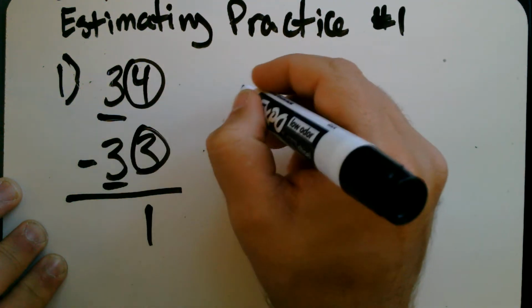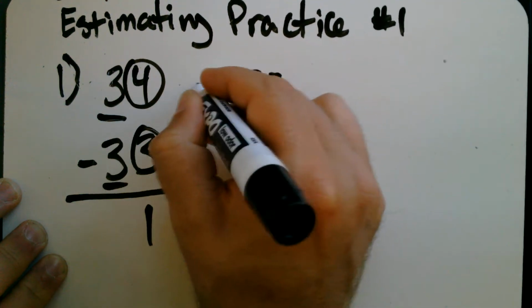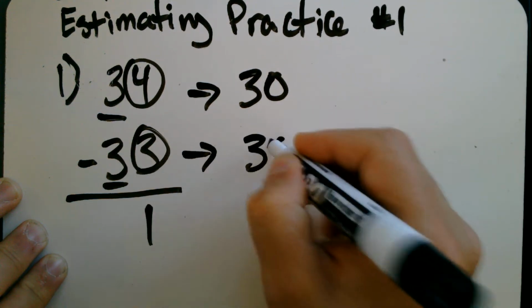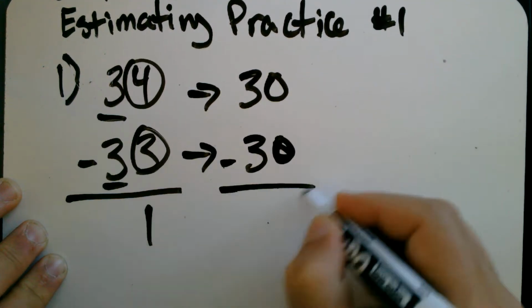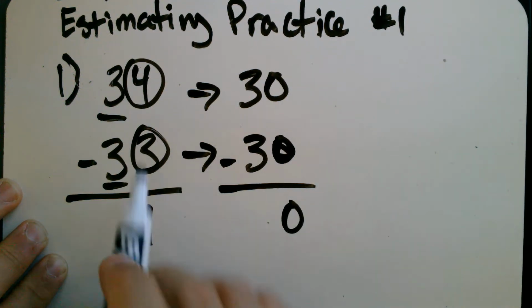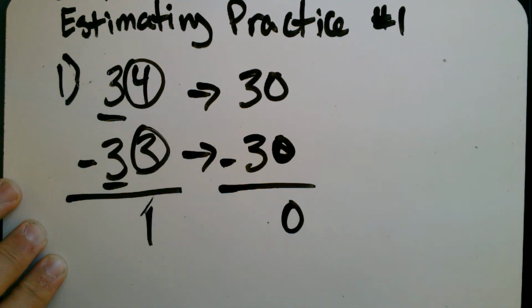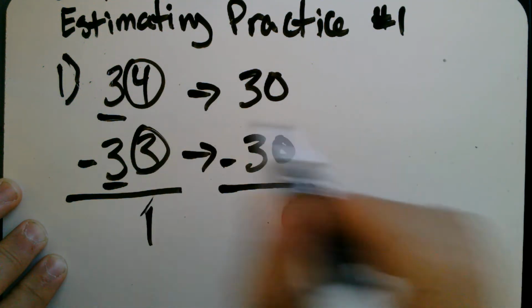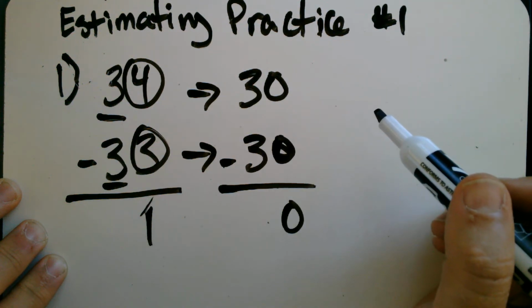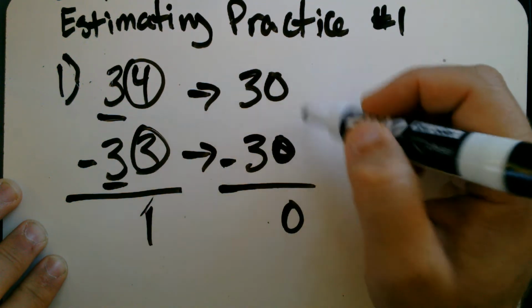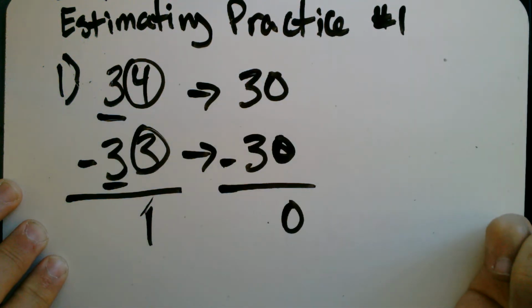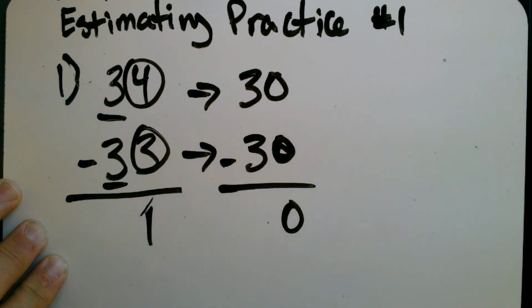So 4 or less, let it rest. So that's going to be 30. 4 or less, let it rest. That's also going to be 30. So I get 30 minus 30 is 0. Now you might think, but Mr. Beckwith, this was so easy. And yes, it was. But if there had been more digits behind this, it might have gotten a little bit messier. Okay? So 30 minus 30, still easier than 34 minus 33. Not much easier, but still easier.